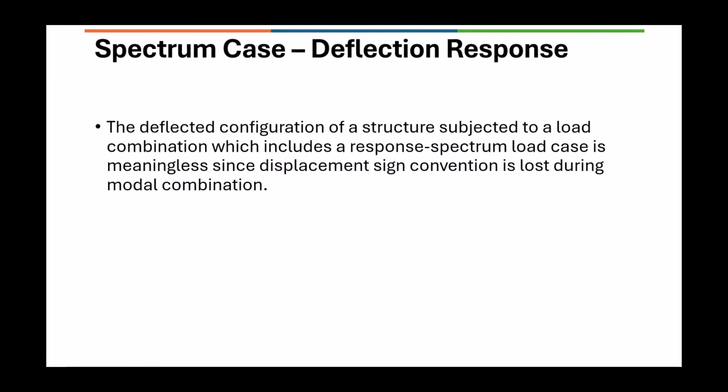And one other important point is the deflections that you obtain from the spectrum cases. So the deflected configuration of a structure subjected to a load combination, which includes a response spectrum load case, is meaningless since displacement sign convention is lost during modal combination. Right. So what you can say is if your building is having the predominant mode 1 of the translation, then still you can use this output. But in general, theoretically, the signs are lost, you cannot use it.